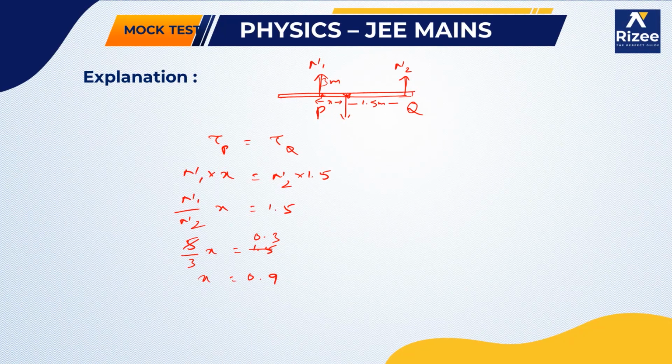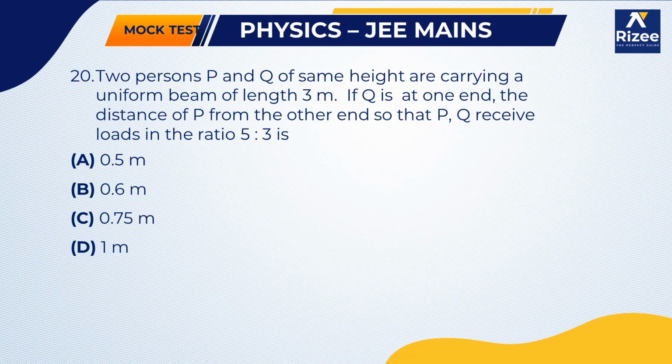If x is equal to 0.9 meters, he has asked for the distance from the other end. That is 1.5 minus 0.9, so it should be 0.6 meters from the other end. That means your answer should be option B. So this is your condition.